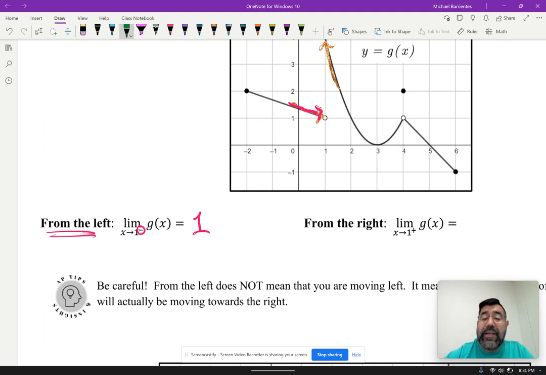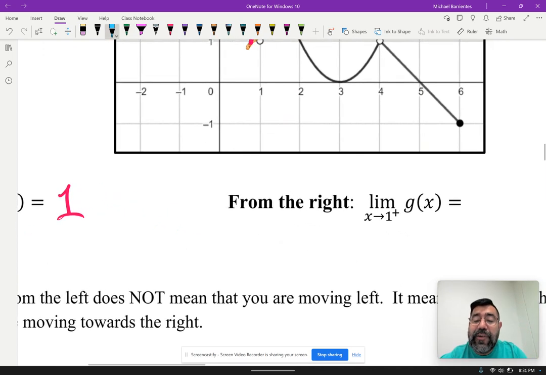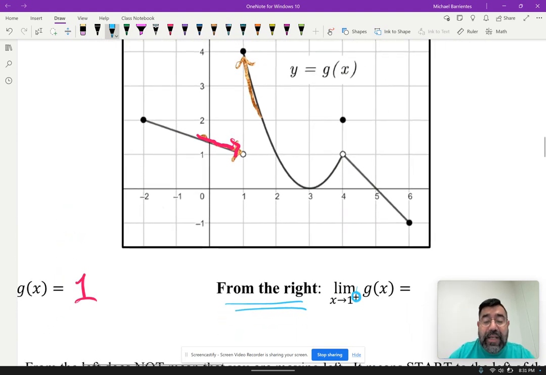And similarly, whenever we see, let me use blue here, whenever we see a little plus sign in the exponent position, it's not really an exponent, but whenever you see a plus sign in the x value that we're approaching, then we're moving from the right. Now, again, we're moving from the right to left. So when you look at this picture, again, one is the x value that we're trying to get to.